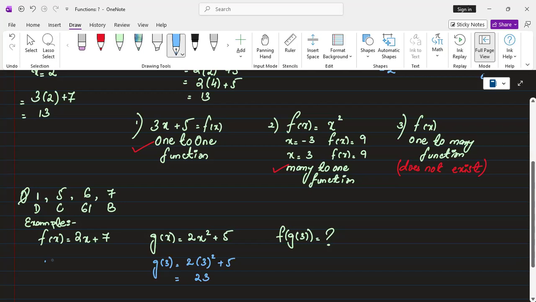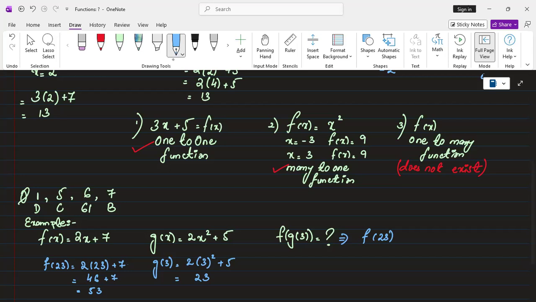Correct? So now what you need to do, this is actually asking you to find out the value of f(23). Now for f(23), it is 2 into 23 plus 7. 23 into 2 is 46. 46 plus 7 is 53 as your answer. That's it. Now this will be your final answer.